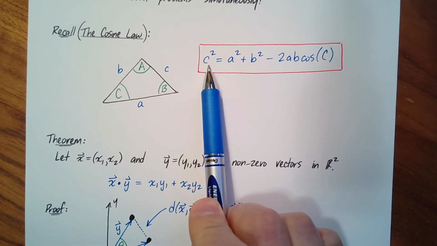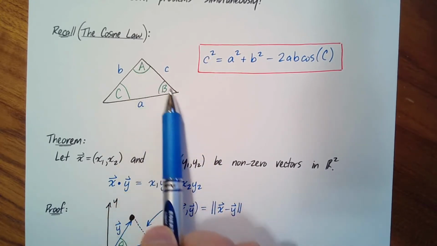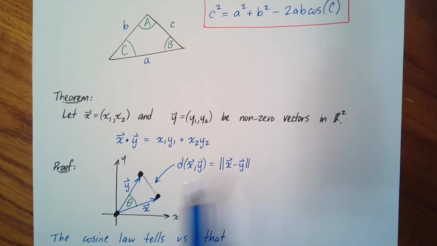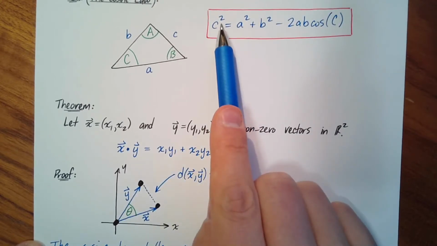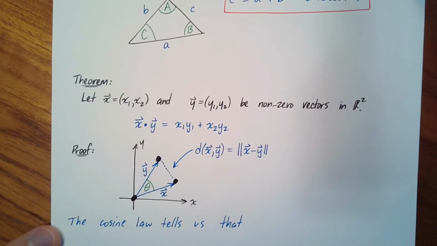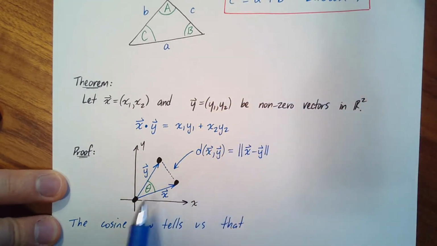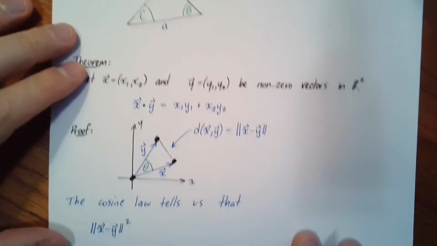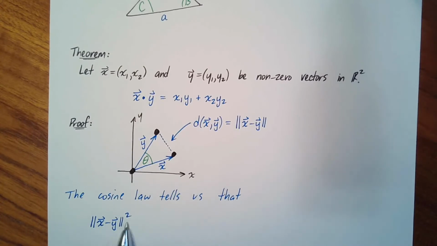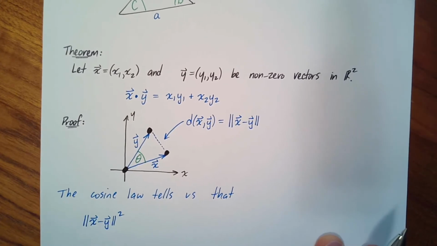We've got c squared. So in other words, that's the square of this side, right? C squared. What's that down here? That's this side, which is the distance between x and y. Or really, it's just the norm of x minus y. But we've got to square it, right? Because there's a square in the cosine law. So the left-hand side of the equation, if we copy this, but for this triangle, we're going to get the norm of x minus y all squared. That'll be the first thing on the left-hand side of our equation.